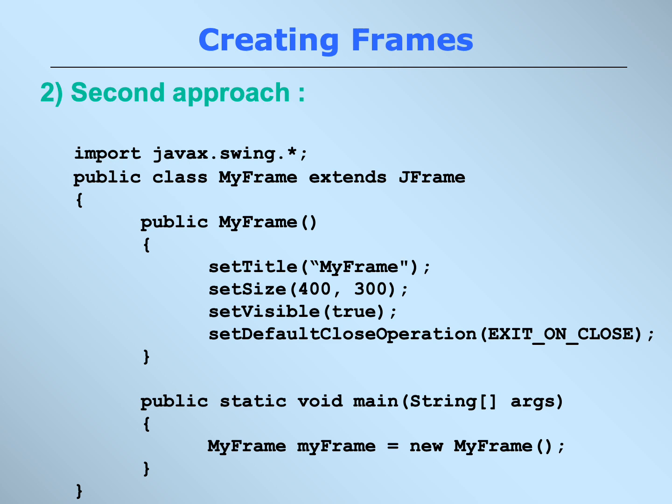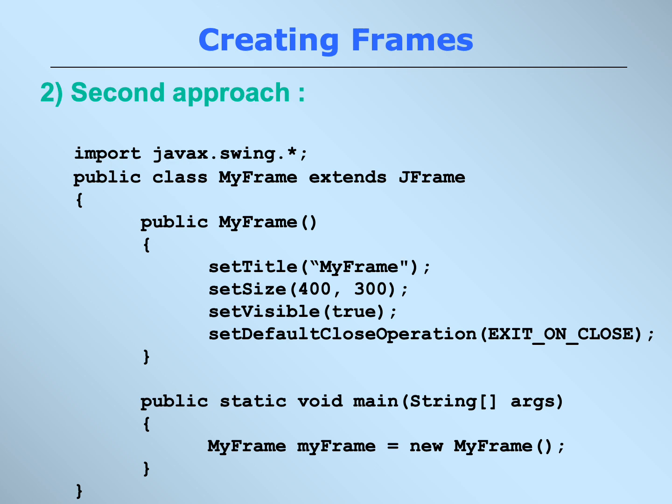Now, we are creating a frame using the second approach, which is using inheritance. So we still have the same import javax.swing, and we have public class MyFrame extends JFrame, that is the inheritance. Then inside our main method, we are creating an object of our class. So we have MyFrame equal to new MyFrame. Now it will call the constructor of this class.